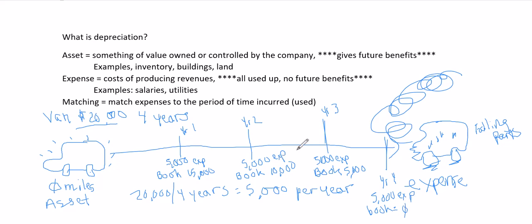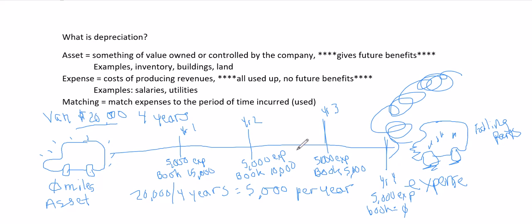So, in practicality, in real life, the van may not be totally used up at the end of year 4. That's perfectly fine in terms of depreciation because the 4 years was an estimate. So if it lasts longer than 4 years, we just don't get any more depreciation expense because the original cost of $20,000 has been written to expense.